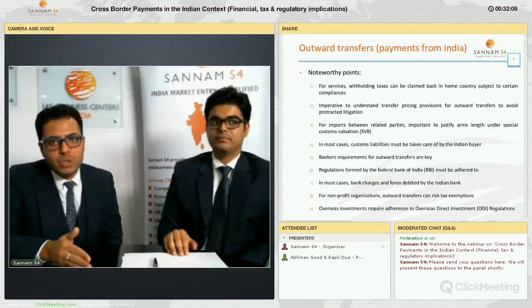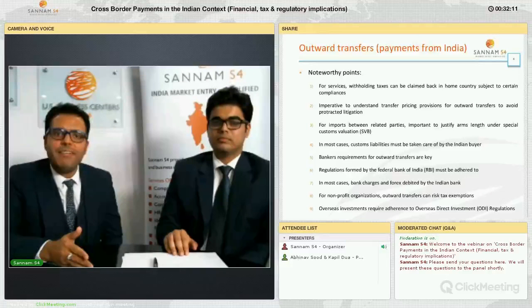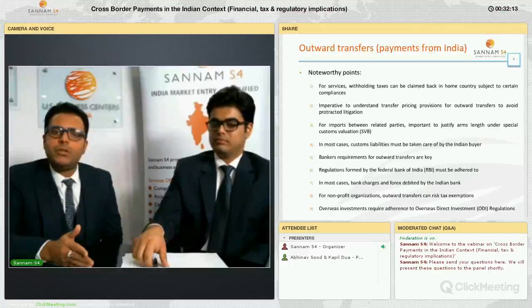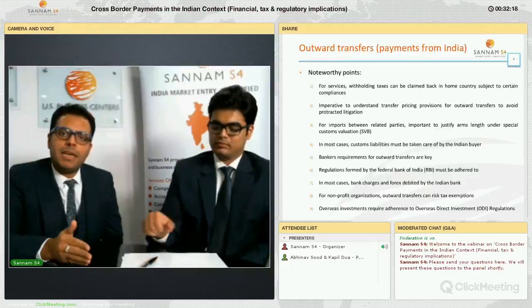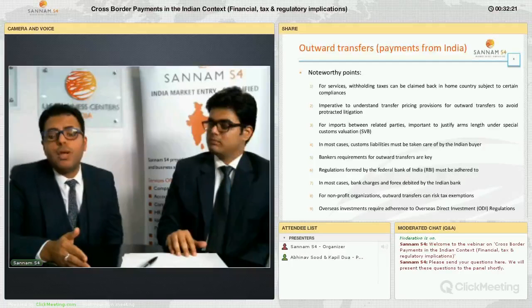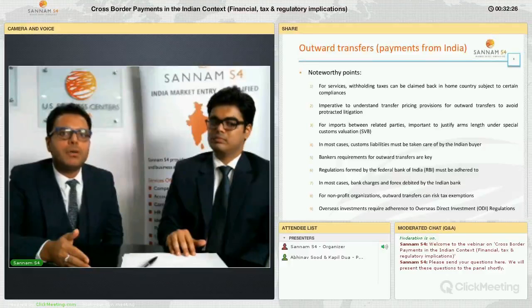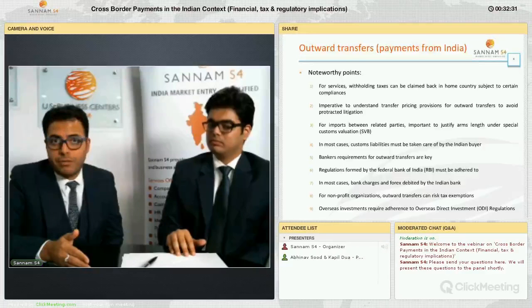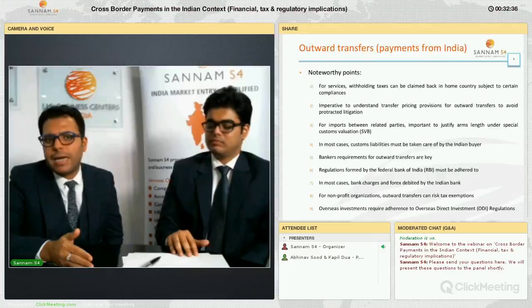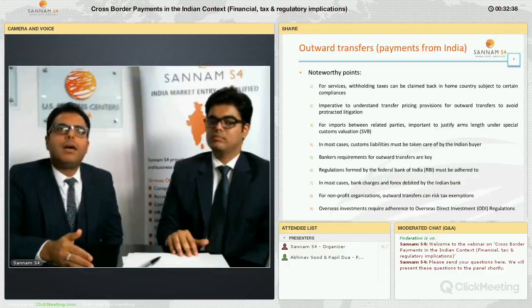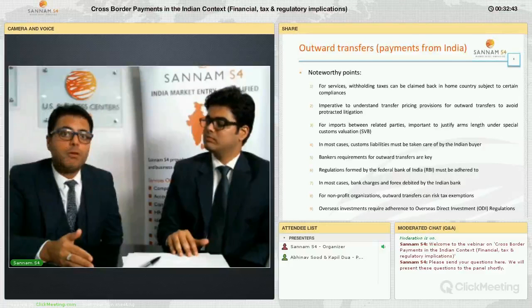Now, if you're a foreign institution, a non-profit, you are anyway not liable to pay taxes in your home country. So this withholding tax, which has been deducted in India before making payment to you, is a waste tax for you, because you would not be able to take a credit, because you don't have any output liability of tax in your home country, being a non-profit. So it's a very important perspective to think about whether you have any output tax liability in your home country or not. It is imperative to understand what the transfer pricing regulations and provisions are for outward payments.